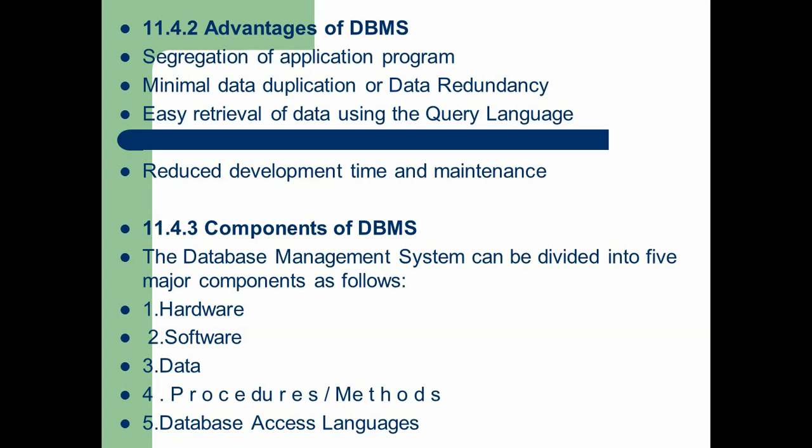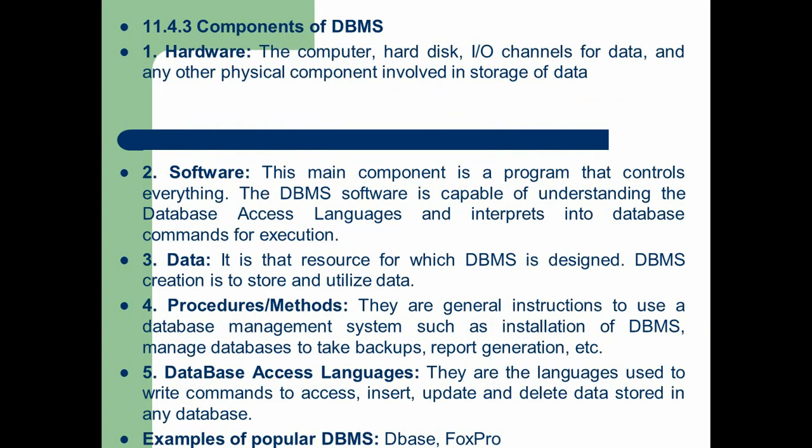Next, components of DBMS. There are five important components in DBMS. Number one, hardware. Two, software. Three, data. Four, procedures or methods. Five, database access language. We will see them one by one.